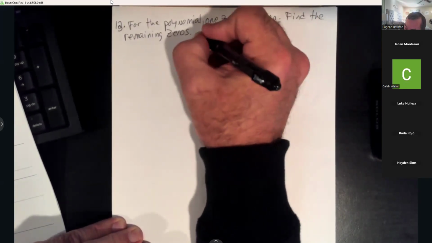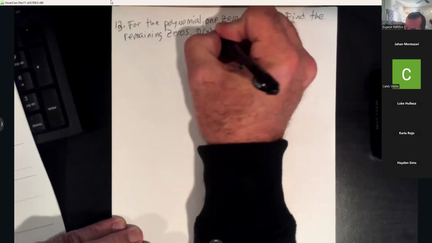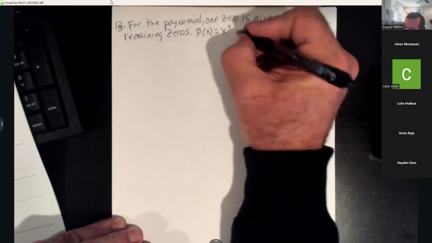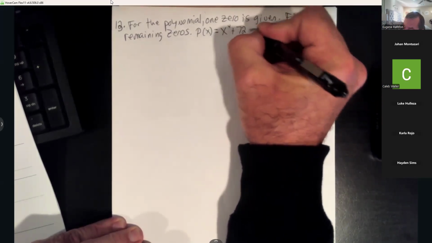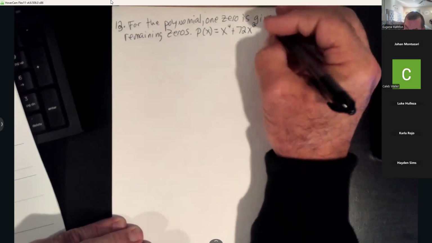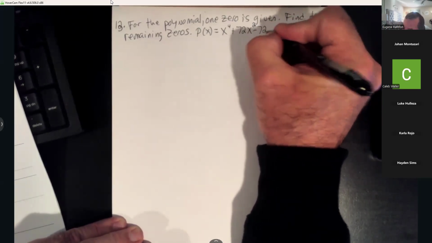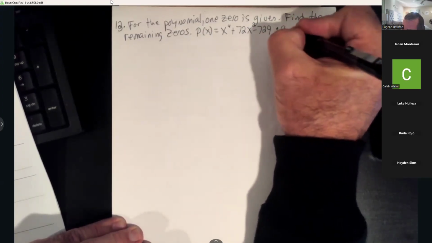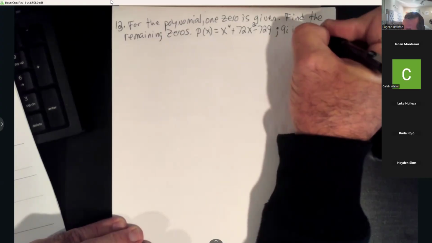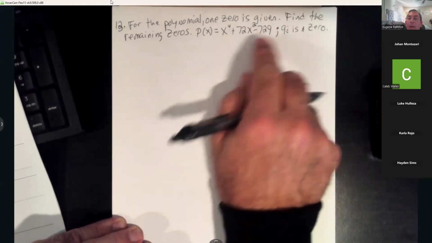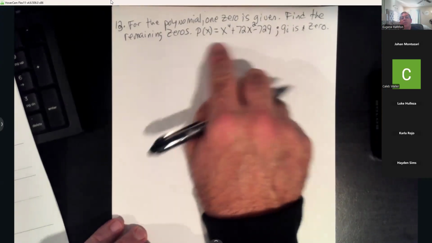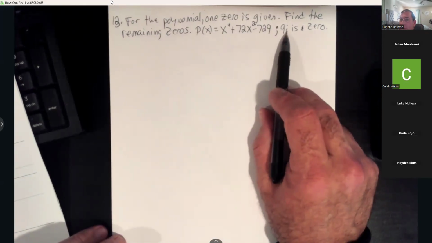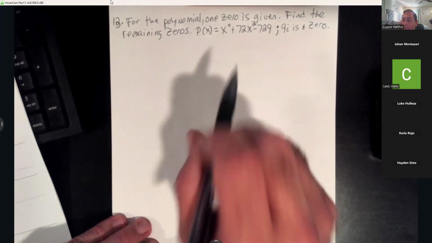All right, y'all. So they are giving me P of x equals x to the fourth plus 72x squared minus 729. And they're saying 9i is a zero. All right, so this is where we're going to do synthetic division. And we're sort of going to divide out this zero to see what's left.